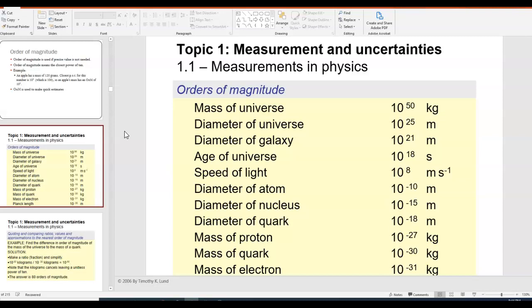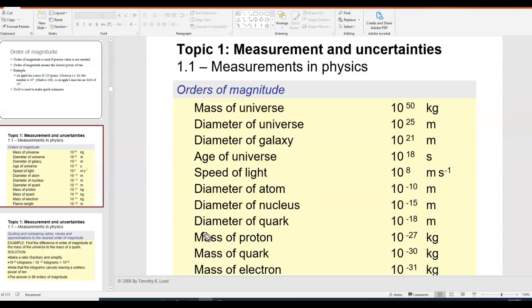Okay. Same thing with the speed of light, 10 to the 8 meters per second. Now the speed of light is not exactly 10 to the power 8. That would be 100 million meters per second. It's actually about 300 million meters per second. But again, for the purpose of just giving a ballpark estimation, 10 to the 8 is fine. And you can use these orders of magnitude to very quickly make estimates and see the differences between different values.